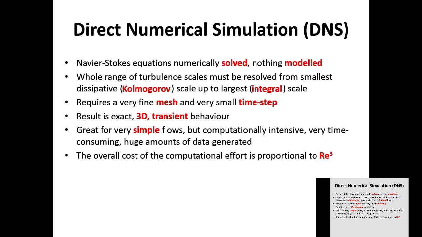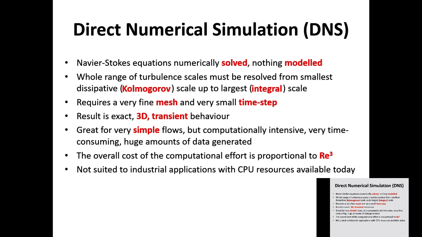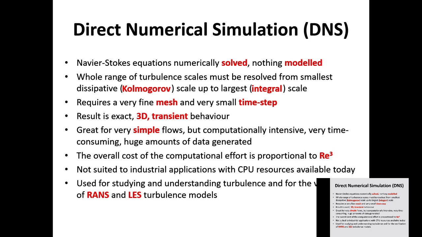So the computational effort, the size of the computer, is proportional to Reynolds number to the power 3. Okay, and this is not suited for industrial applications. We can use the computer power to do this, but to do a proper DNS simulation on even a small scale flow, you need a nice set of parallel computers. Okay.